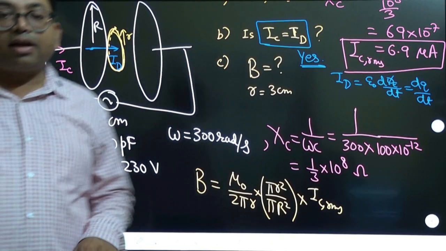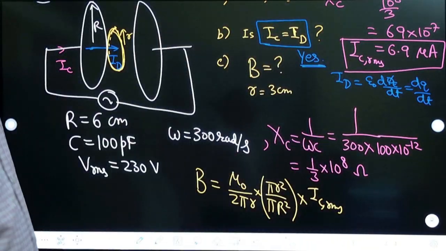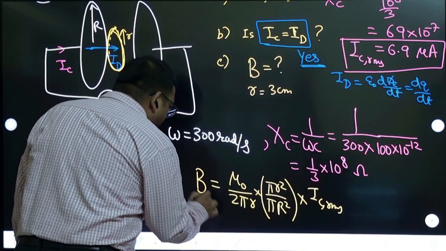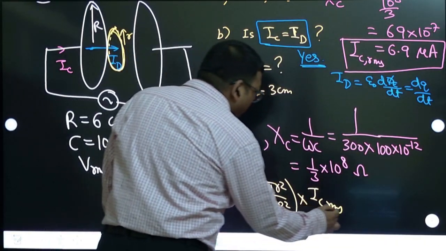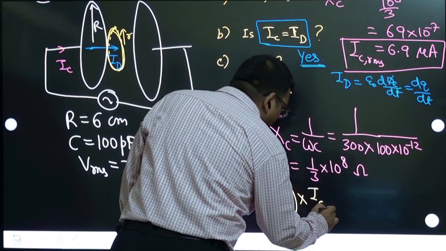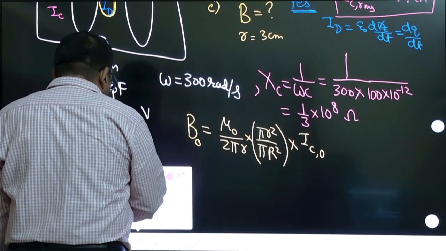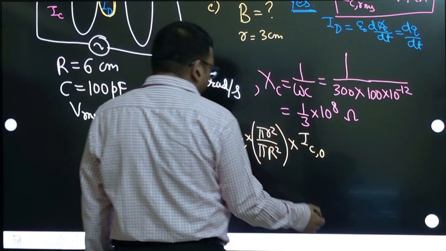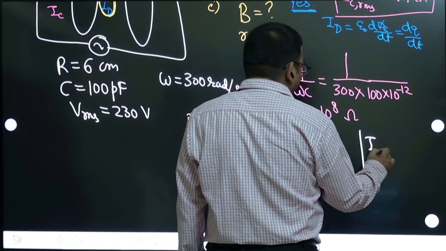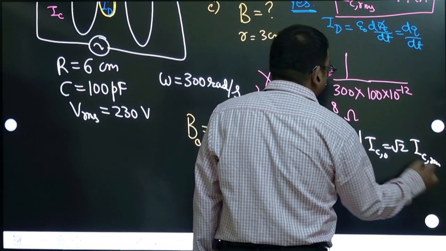Are they asking the peak value or RMS value of magnetic field? That also depends what value they are asking. Determine amplitude. Oh, they are asking amplitude. We have to be very careful. They are asking amplitude here. That means I naught they are asking. So here you need to not take RMS. You have to take conduction current amplitude. You know that amplitude of current is root 2 times the RMS value, right? So that factor we will use.